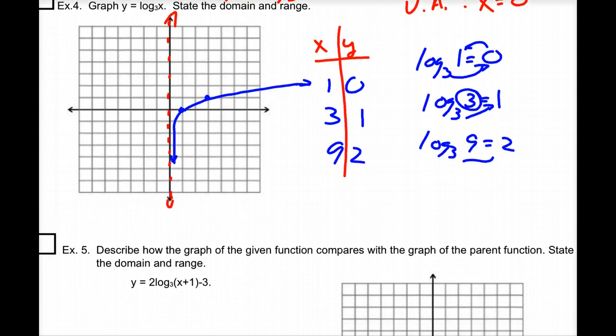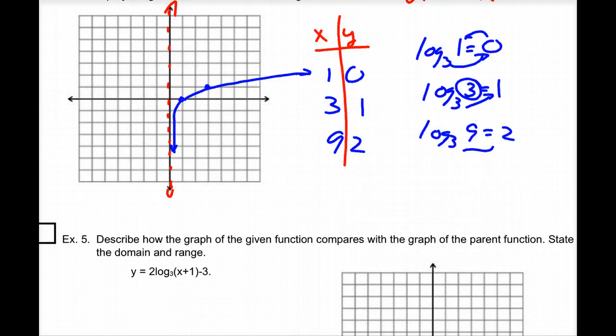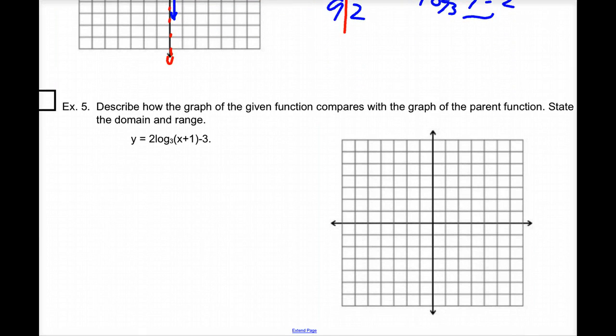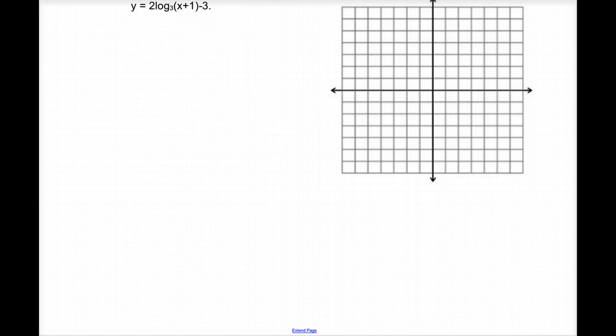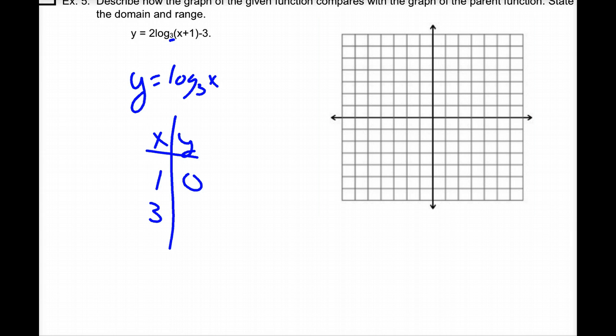Okay, down here, I've got a log function that's got a bunch of transformations on it. But the parent function is exactly the one I just drew up above. The parent function is y equals log base 3 of x. So I can base this up above off the numbers I just plugged in. I plugged in 1 and got 0. I plugged in 3 and got 1. I plugged in 9 and got 2. And just go through the transformations that we did throughout the year.